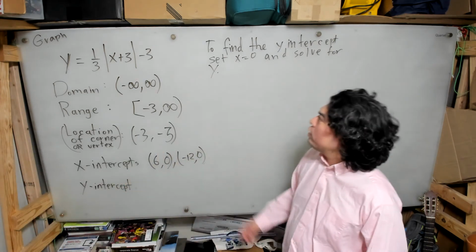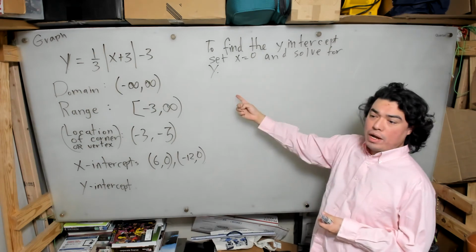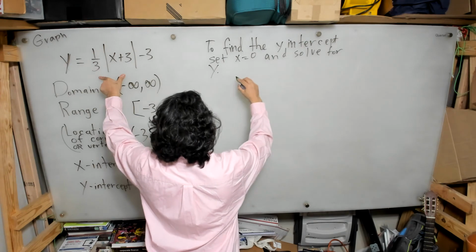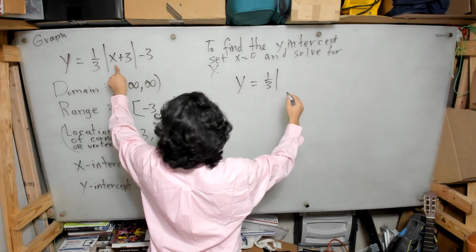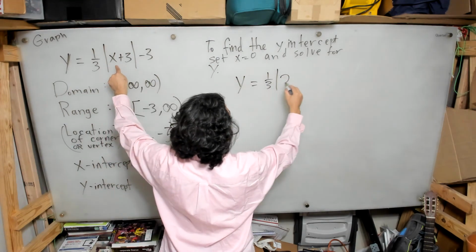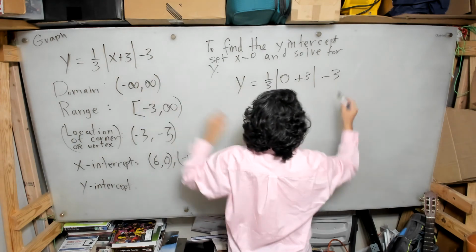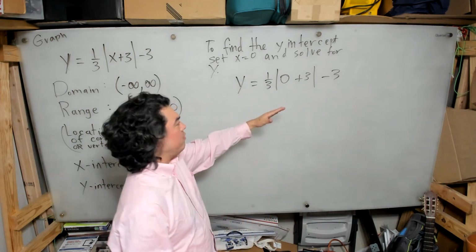So I want you to recall that to find the y-intercept, we set x equal to 0 and we solve for y. Okay? So let's look at this expression. y is equal to 1/3 absolute value, I'm setting x equal to 0, so 0 plus 3, minus 3. Okay? I'm now going to calculate what this simplifies to.